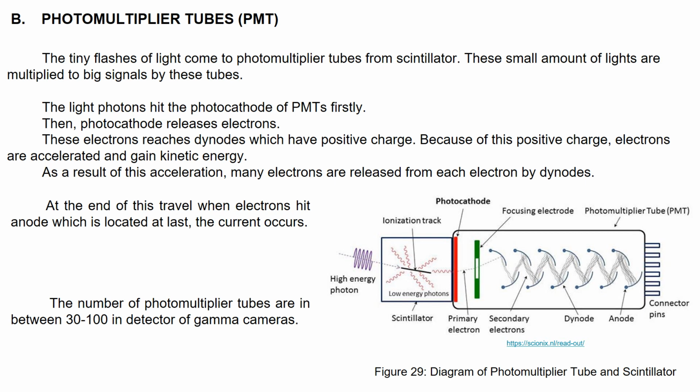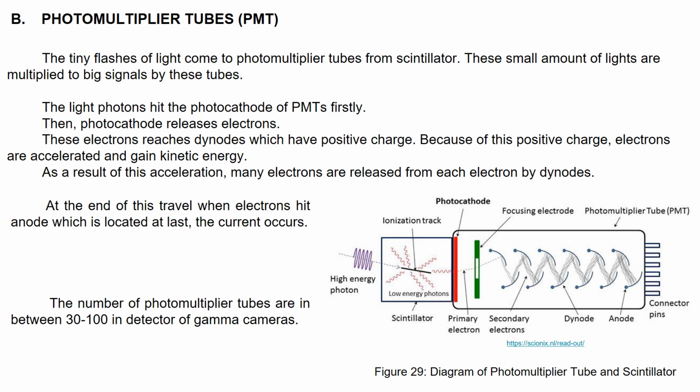The purpose of the photomultiplier tubes is to multiply the small amount of light into a large signal. First, light photons come from the scintillator and hit a photocathode, which is located at the entrance of the photomultiplier tube. Then, the photocathode releases electrons to the dynodes. The amount of released electrons is directly proportional to the amount of light photons that hit the photocathode.